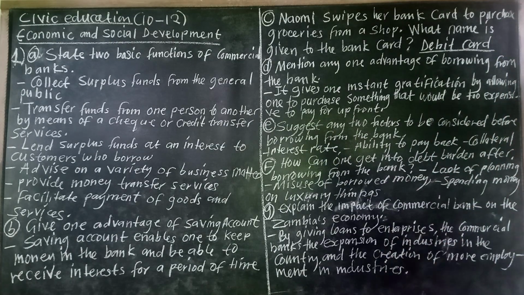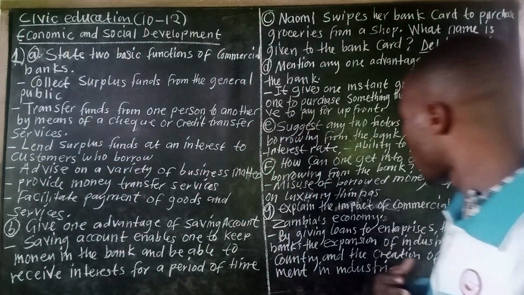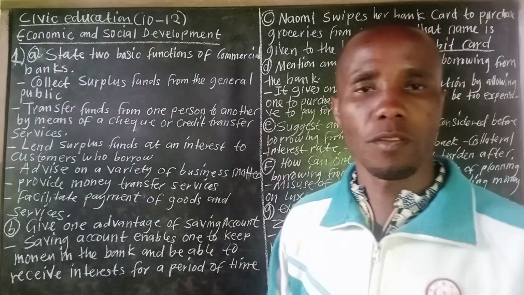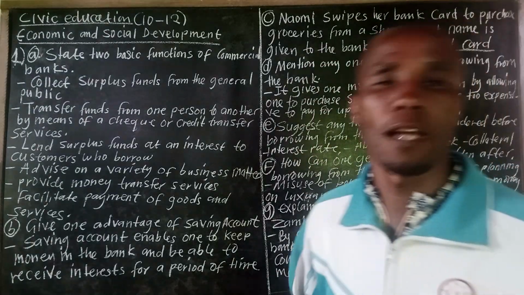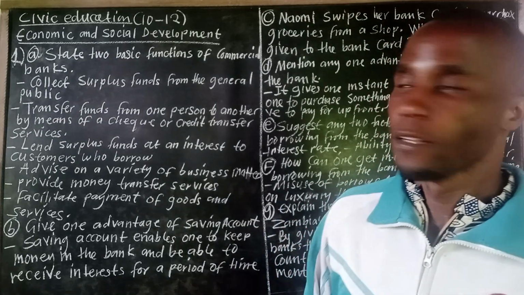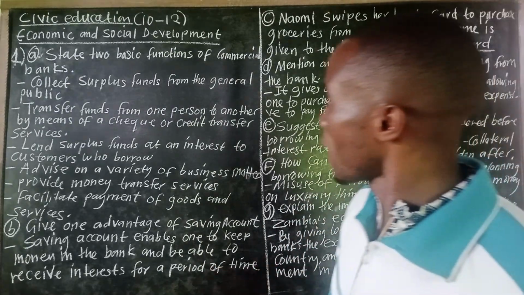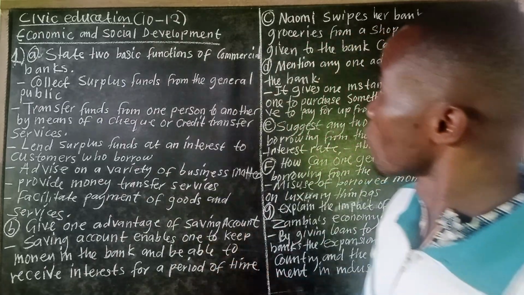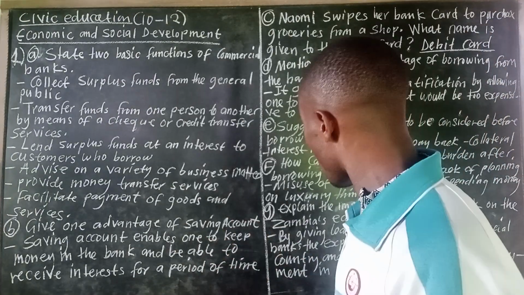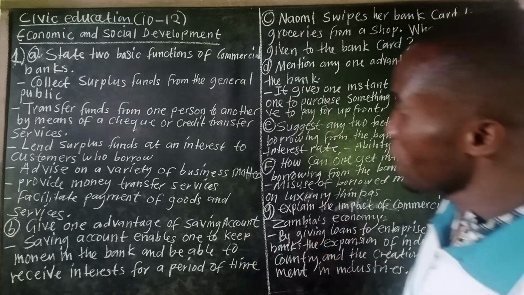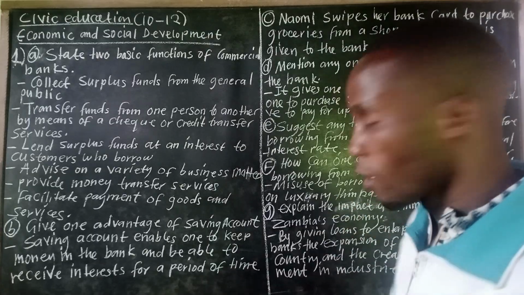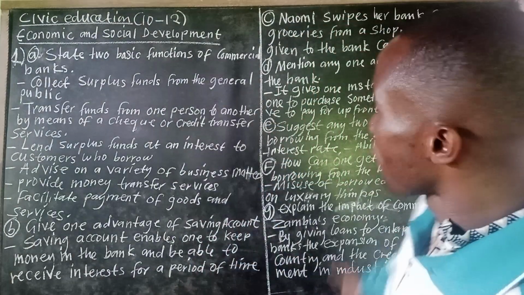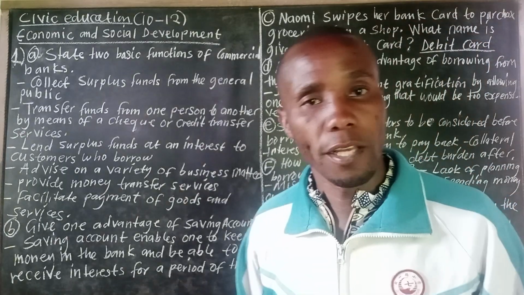By giving loans to enterprises, the commercial banks enable the expansion of industry in the country and the creation of more employment in industries. Therefore, it contributes positively to the Zambian economy. So this is how you are supposed to answer this particular question under economic and social development in civic education. You should bear in mind that this carries 10 marks from question 1A up to 1G. If you have answered like this, it means you have scored the whole 10 marks.